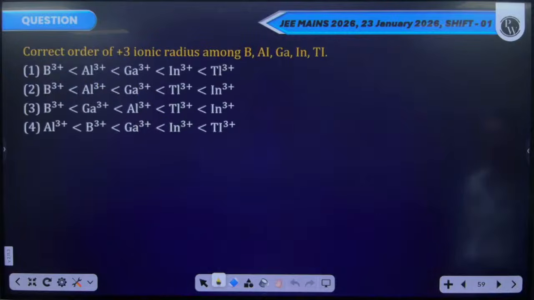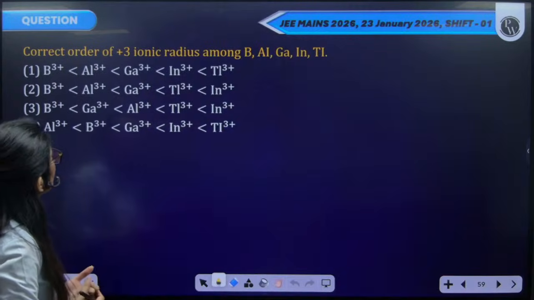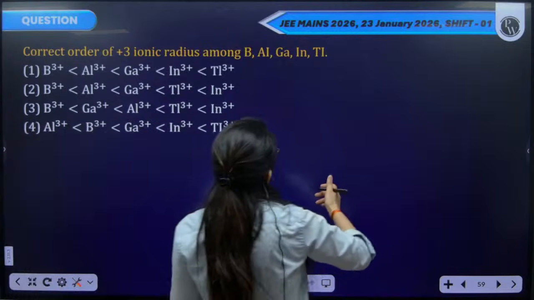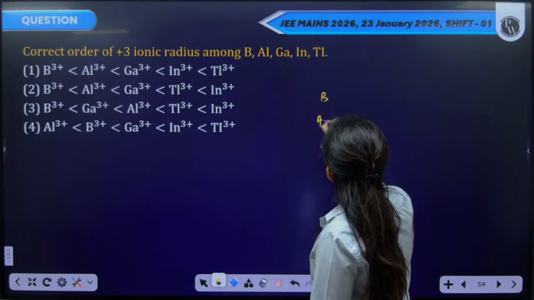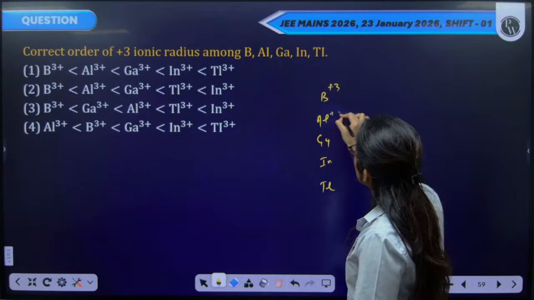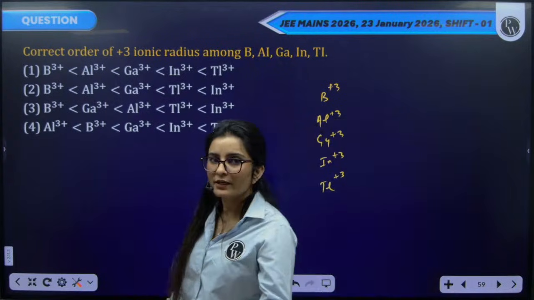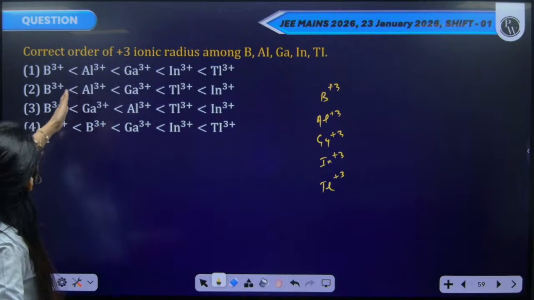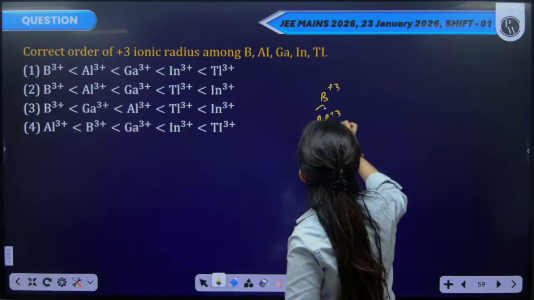Next, you have to tell the correct order of +3 ionic radii among boron, aluminium, gallium, indium and thallium. So basically these are group 13 elements, and all are present in the +3 oxidation state. Everybody knows, as you move down the group, the n value will be increasing. If the n value is increasing, obviously the size will be increasing, and you need to talk about the correct order of +3 ionic radius. So down the group, obviously the size will be increasing.